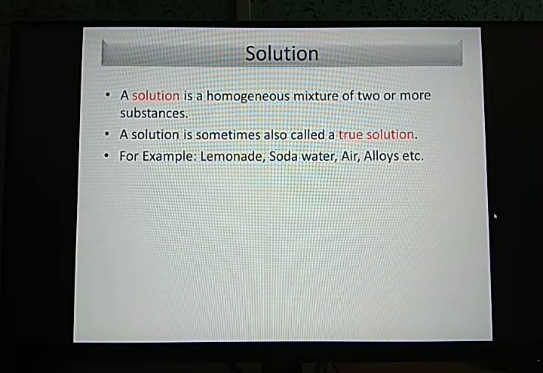Now what are alloys? Alloys are also mixtures of two or more metals, or we can say a mixture of a metal and a non-metal, that cannot be separated into their components by physical methods. Some examples of alloys we can have is brass, which is a mixture of 30% zinc and 70% copper. Clear?